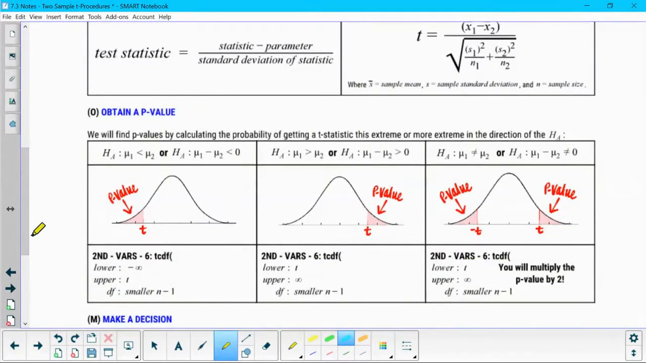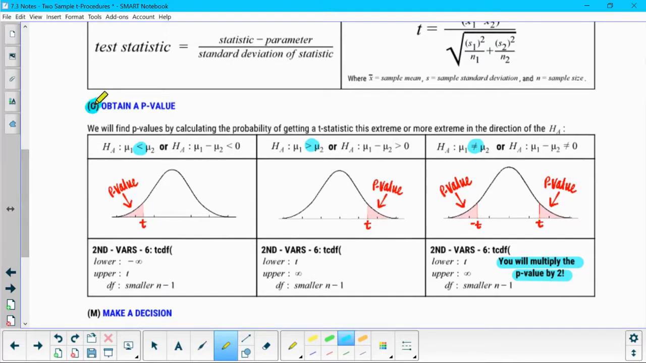P-values are going to work exactly the same way they did for 1-sample t-tests. Depending on the direction of your alternative, you have the option of shading below, shading above, or finding the area of one side and multiplying it by 2. Another note here, the degree of freedom we are using for obtaining the p-value is the conservative degree of freedom.